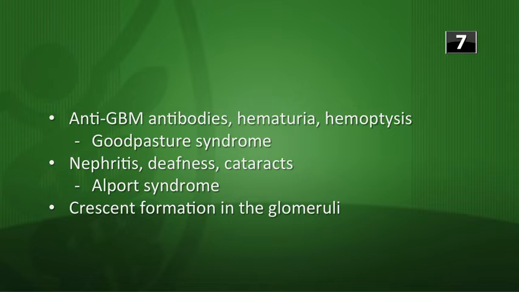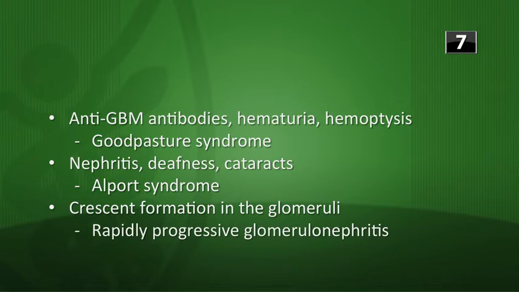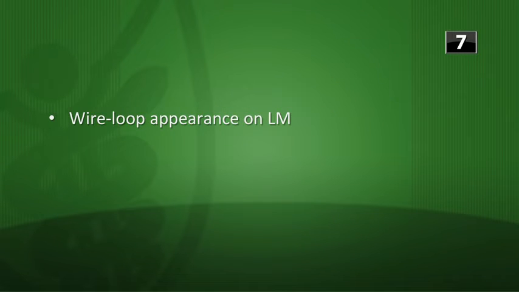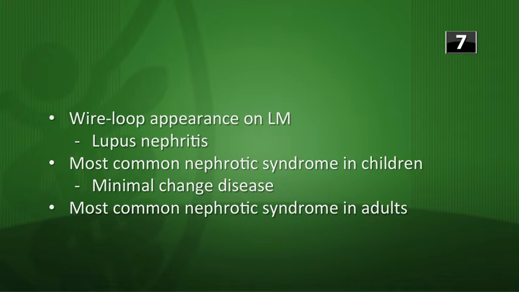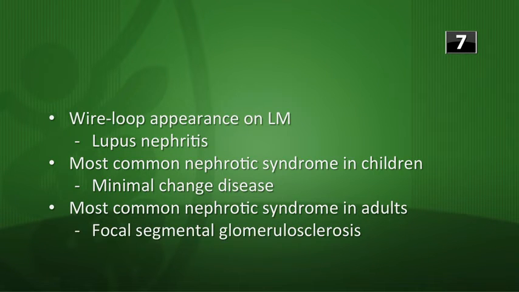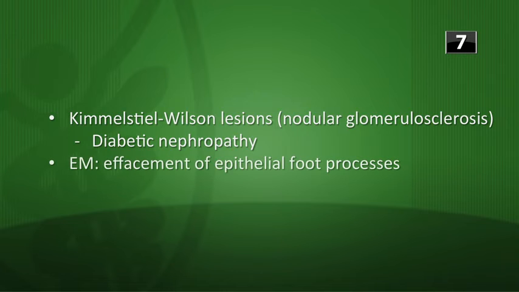Crescent formation of the glomeruli would be rapidly progressive glomerulonephritis, also known as crescentic glomerulonephritis. Wire loop appearance on light microscopy would be lupus nephritis, so you remember the phrase wire lupus. Most common nephrotic syndrome in children, we said that was minimal change disease, no controversy there. Most common nephrotic syndrome in adults, I believe it's focal segmental glomerulosclerosis. Kimmel-Steele-Wilson lesions, or nodular glomerulosclerosis, again that's diabetic nephropathy. Electron microscopy shows effacement of the epithelial foot processes. That's going to be minimal change disease.